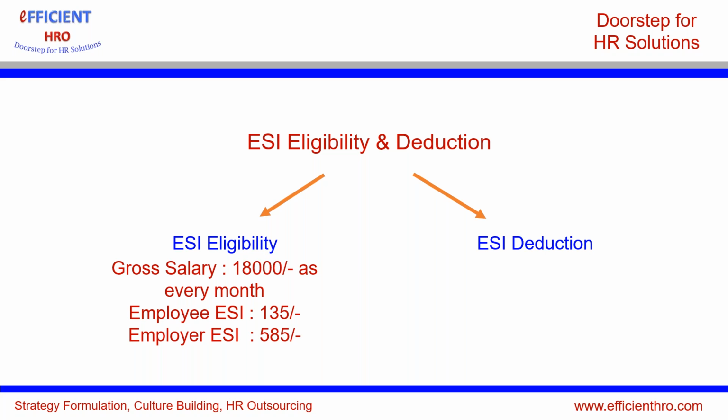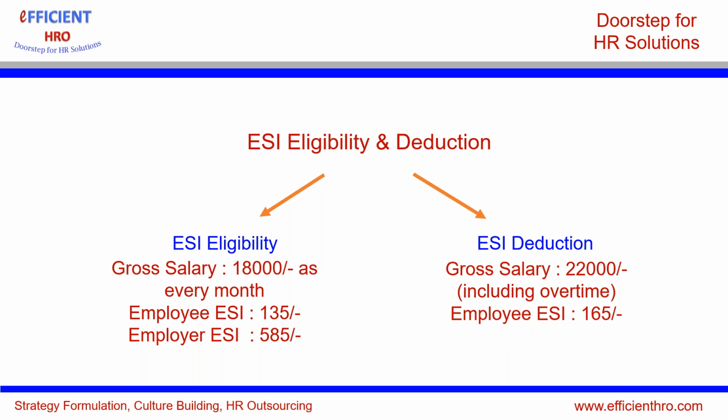But when it comes to the actual deduction, let's say the gross salary, including overtime, for that particular month is not 18,000; that employee got 22,000. Then ESI will be calculated on 22,000. The employee share of ESI will be 165 and the employer share will be 715. Total 4%, so 4% of 22,000 will be 880 rupees. The bifurcation of 880 will be 165 and 715.